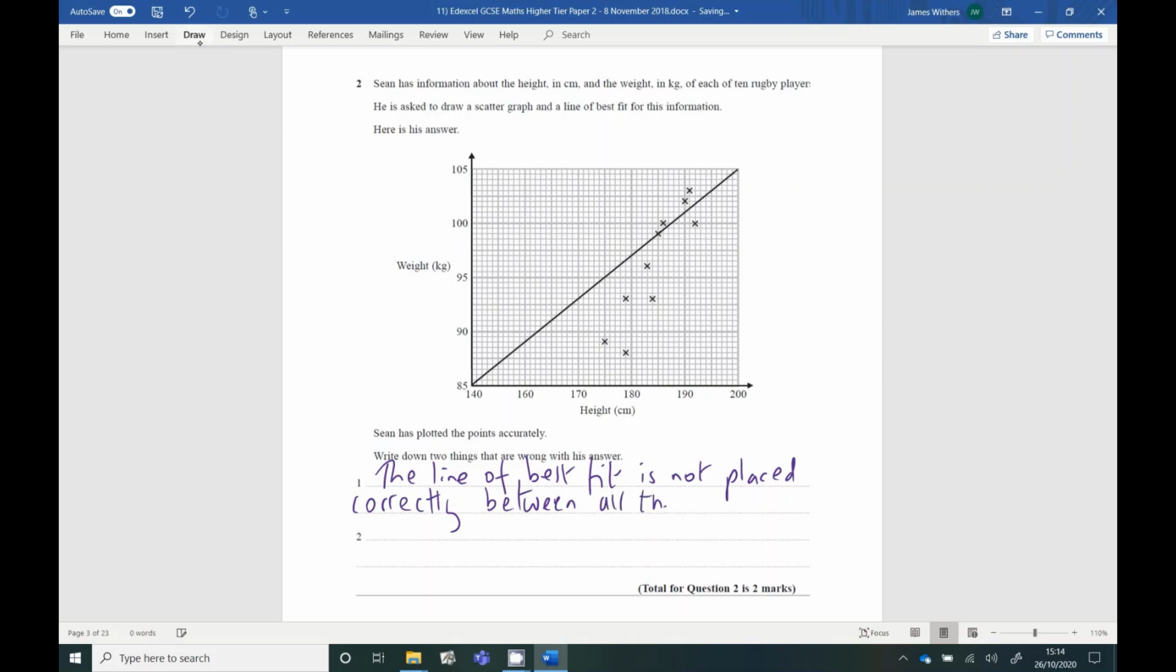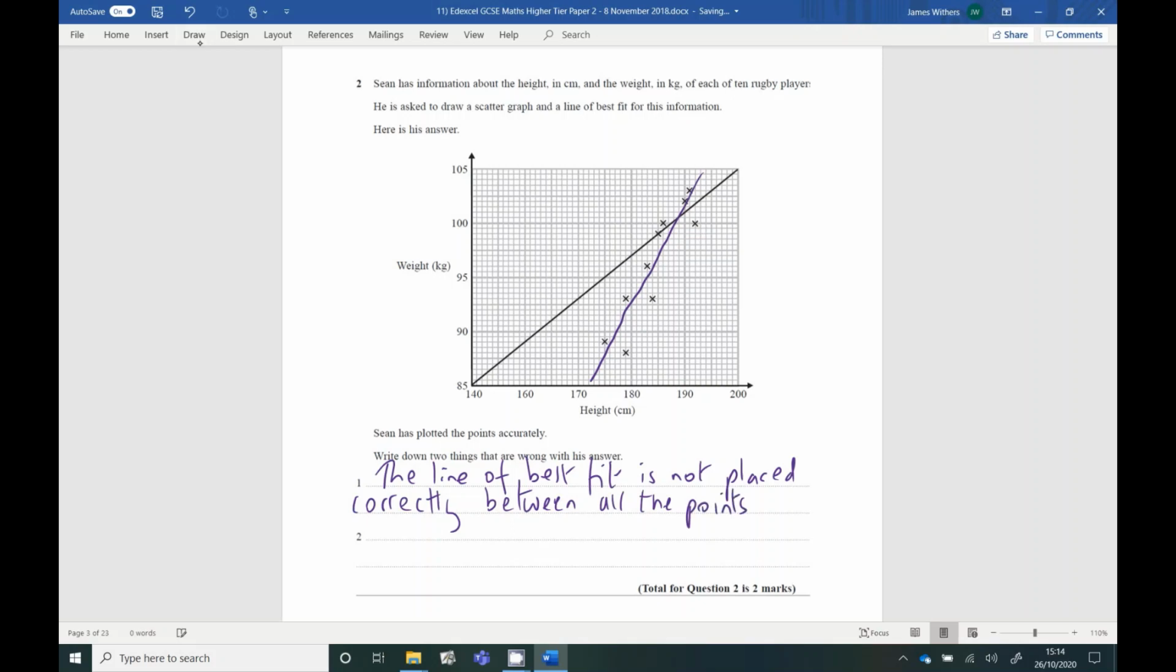Okay, there's no need to try and force it through this 85, 140. It should be going much more downwards, something like that. So you've got the same number of points left and right of the line of best fit. Clearly you would draw it with a ruler. The line of best fit is not placed correctly between all the points.